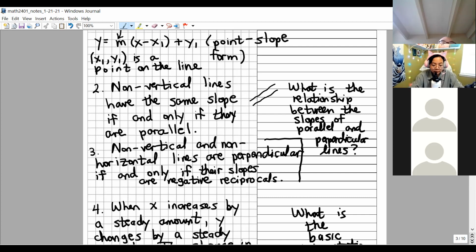And if you have non-vertical and non-horizontal lines, horizontal lines being flat lines, they're going to be perpendicular to each other if and only if their slopes are negative reciprocals. So the important thing to keep in mind here is that there is a relationship between the slopes of parallel and perpendicular lines.